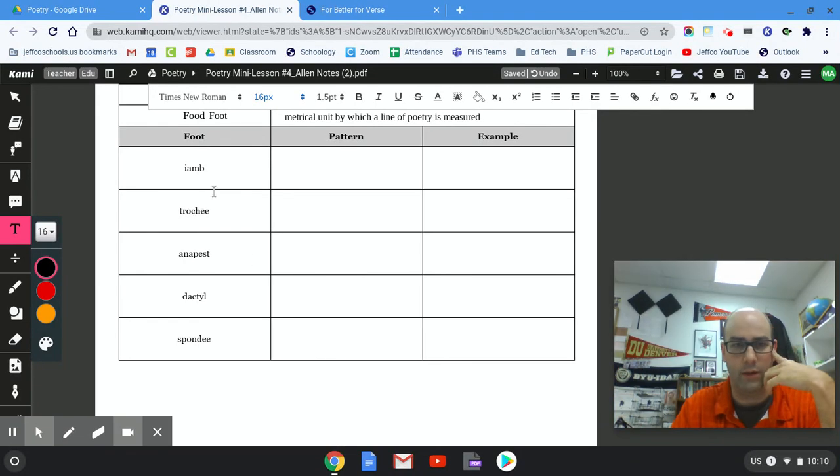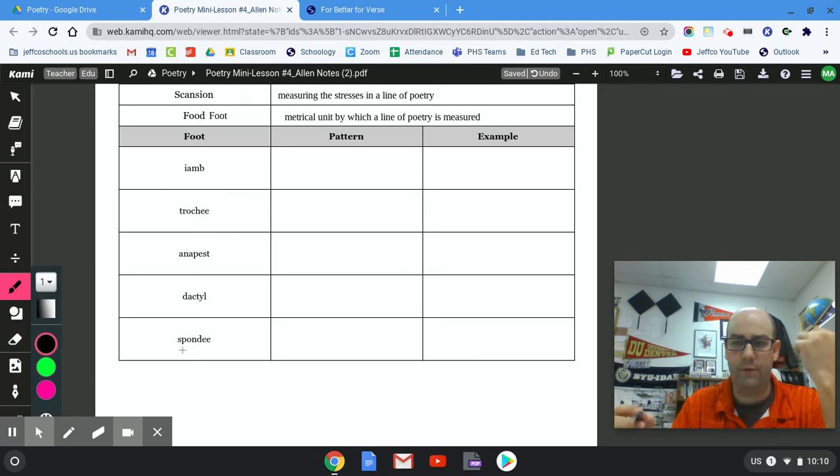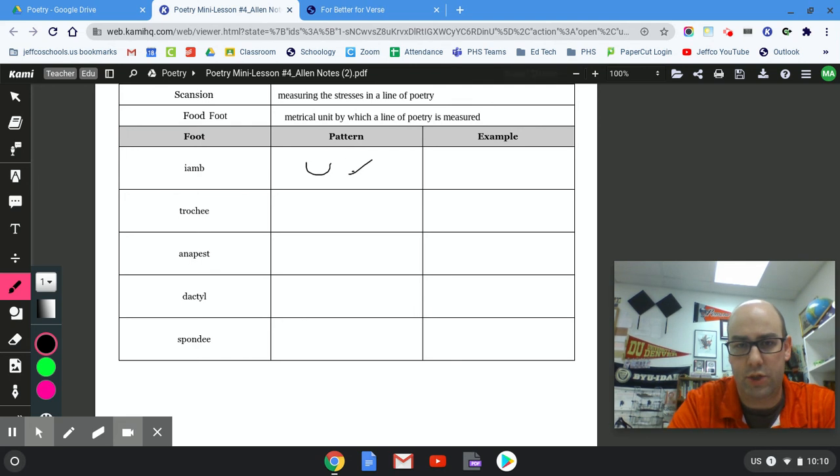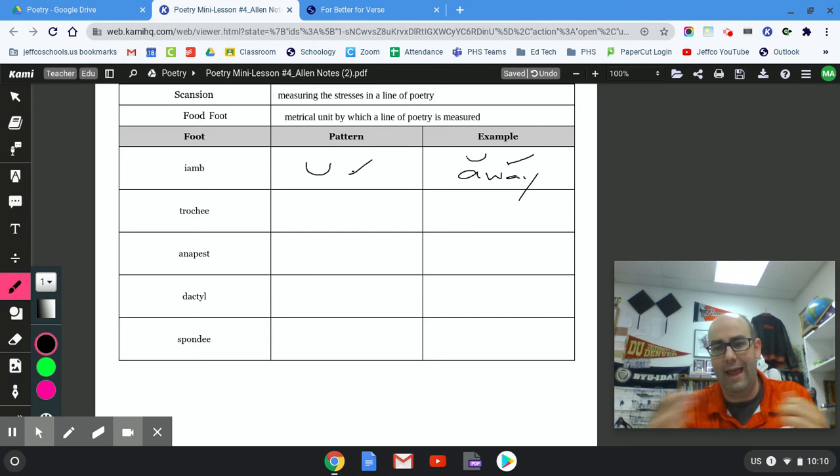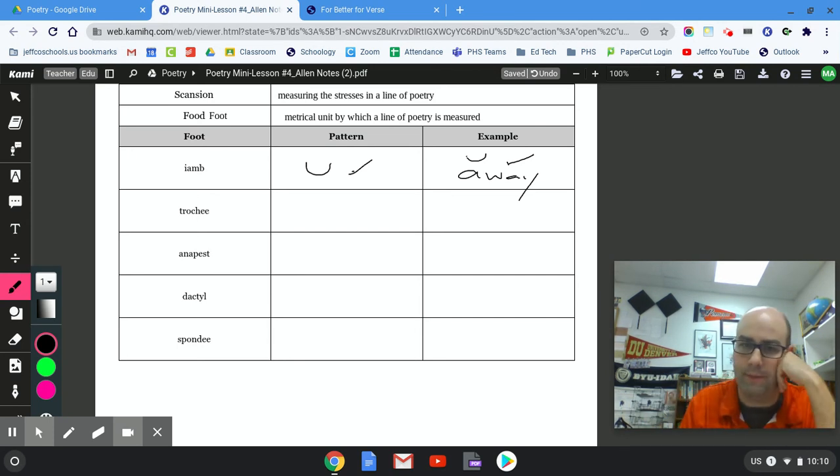And really the one that you need to remember the most is the iamb. So I'm going to draw now. The pattern for an iamb is an unstressed syllable followed by a stressed syllable. And the example that we're going to give is the word away. You can see with the word away, we have an unstressed syllable at the beginning and we have a stressed one because we put more stress on the end of that word, away, right? It has more stress to it. So that's our example word.